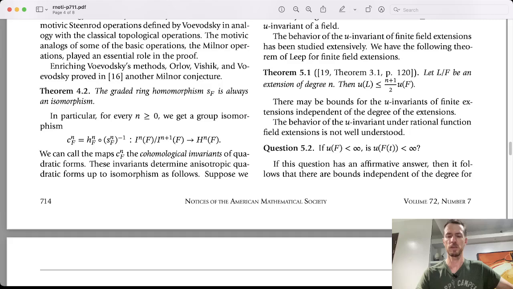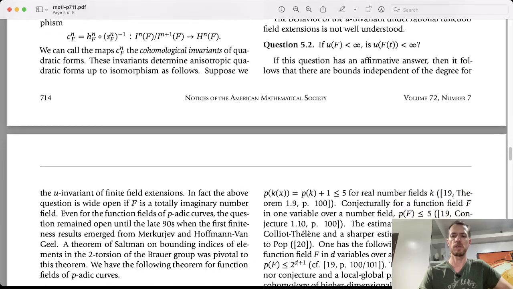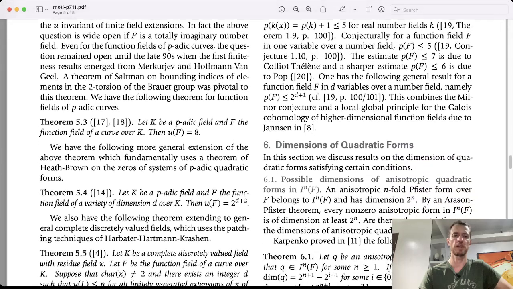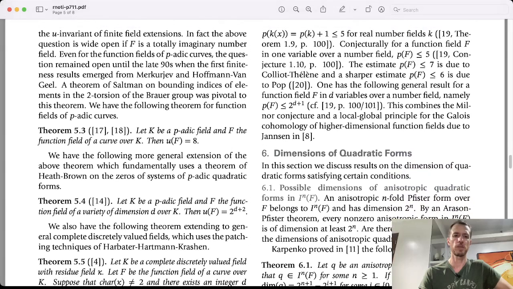Question: if the u-invariant of F is less than infinity, is the u-invariant of F(t), with variable t rationally added, less than infinity? If this question has an affirmative answer, then it follows that there are bounds independent of the degree for the u-invariant of finite field extensions. In fact, the above question is wide open if F is a totally imaginary number field.